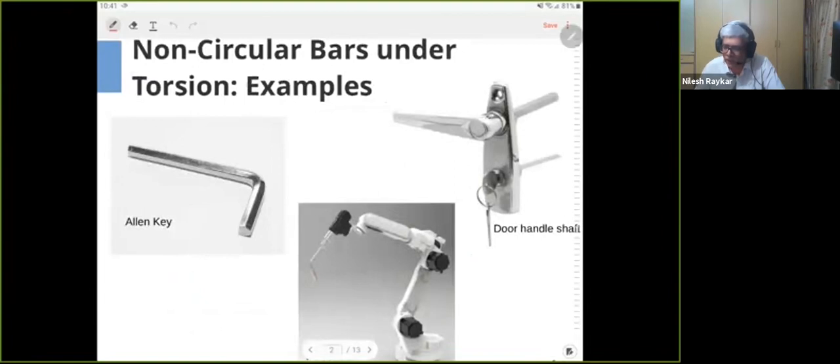So an Allen key, the shaft of a door handle, the shank or the blade of a key, or a robotic arm. There are many situations where you will find that the torsional load acts on non-circular cross sections and you want to design them. For this purpose, this theory is important.